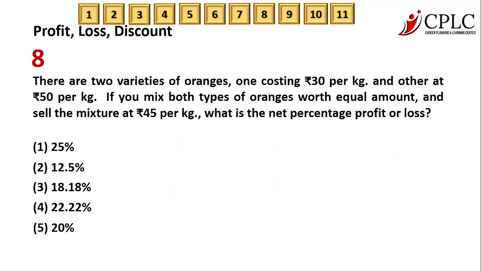Let's talk about question number 8 now, which says similar kind of data. There are two varieties of oranges, one costing 30 rupees per kilo, other costing 50 rupees per kilo. If you mix both types of oranges worth equal amount. Now here the things have changed. They are saying equal amount. So whatever amount that you assume, it is supposed to be the same. And then again you sell the mixture at 45 rupees per kilo. What is the profit or what is the loss in percentage?